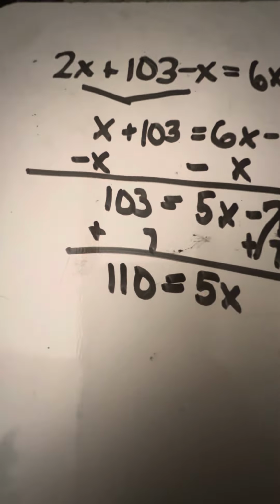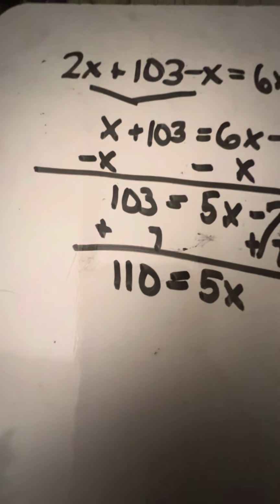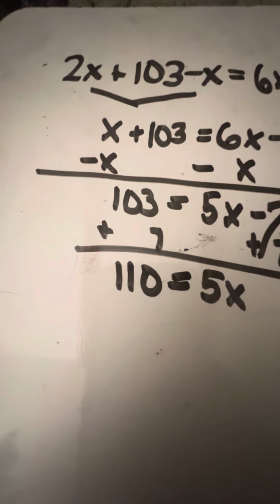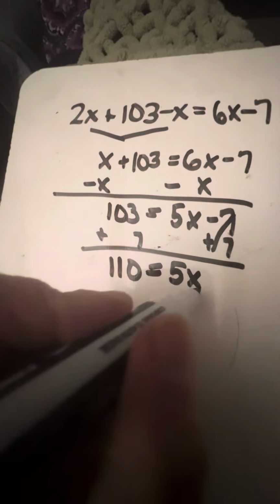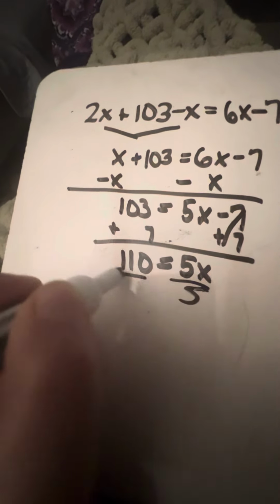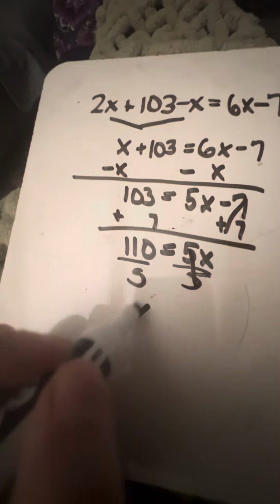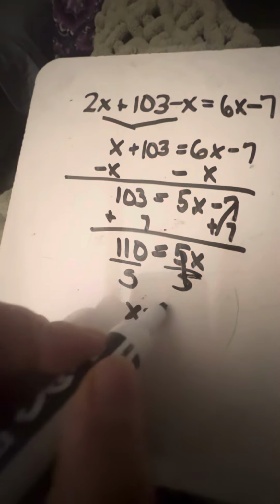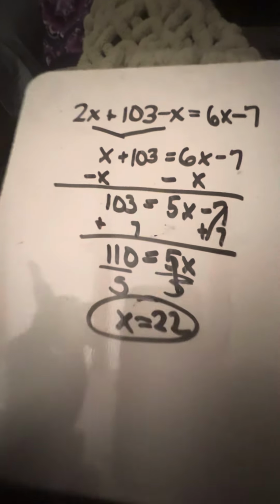Which is equal to 5x. Then we're going to do our finalized step, which is to divide both sides by that 5. And that will leave me with x equaling 22. Okay, so that gives me that answer.